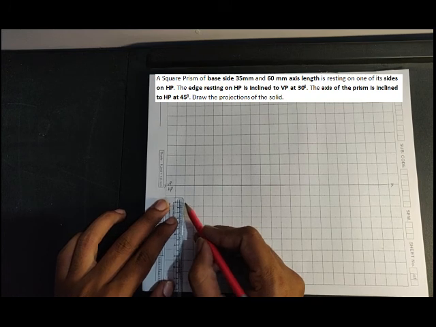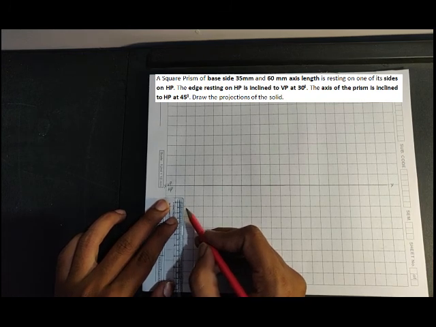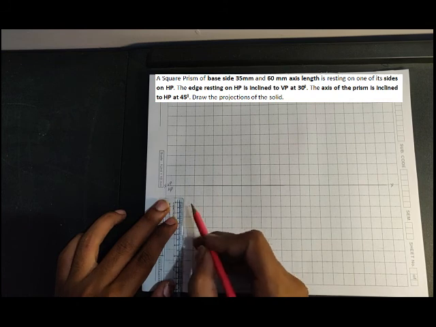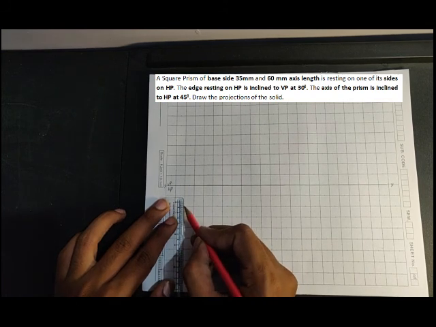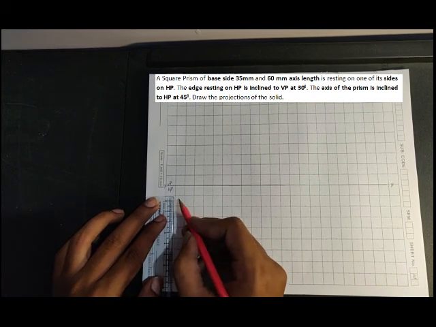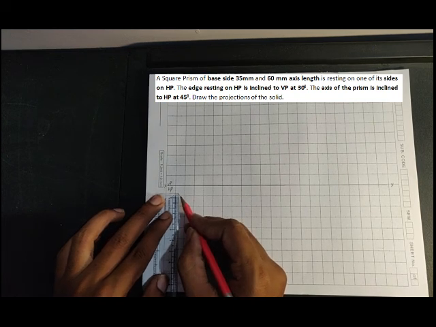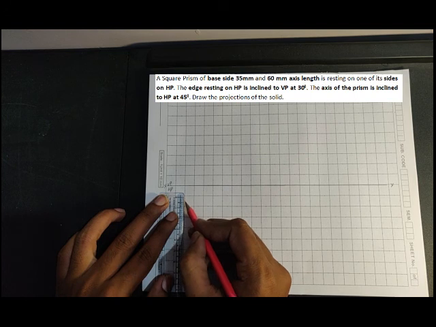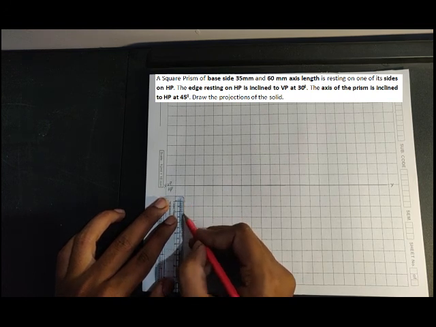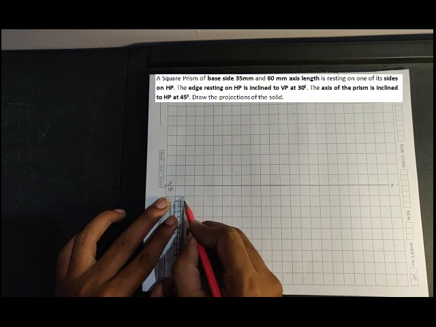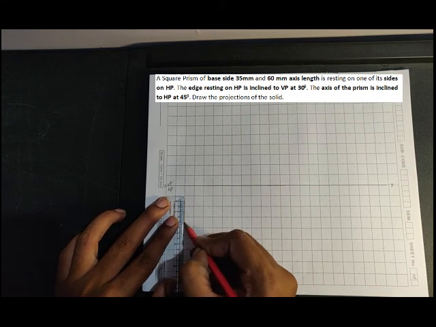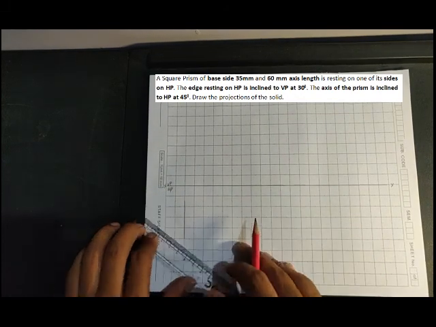So how to start? I'm going to draw 35 mm sides of base, as in the problem they have given me 35 mm sides of base. Selecting any arbitrary point, I'll start from here. I can just count the blocks here: 10, 20, 30, 35. Correct. So I've drawn a line.